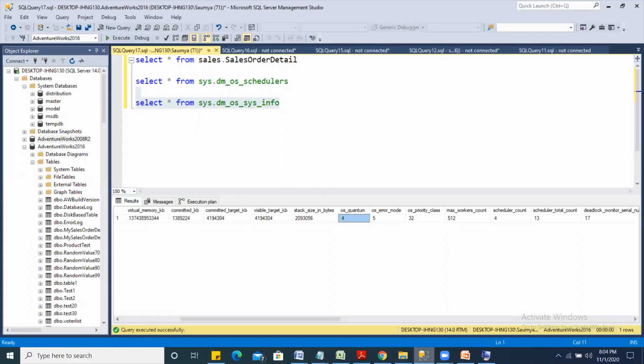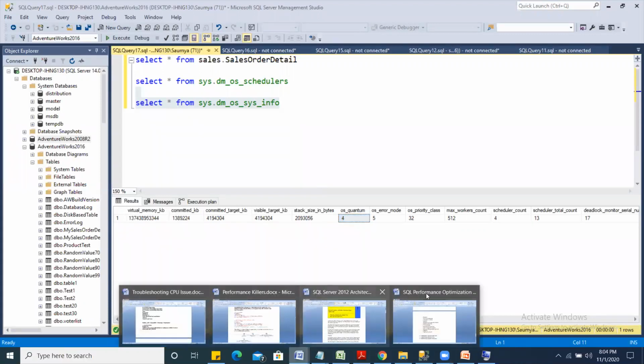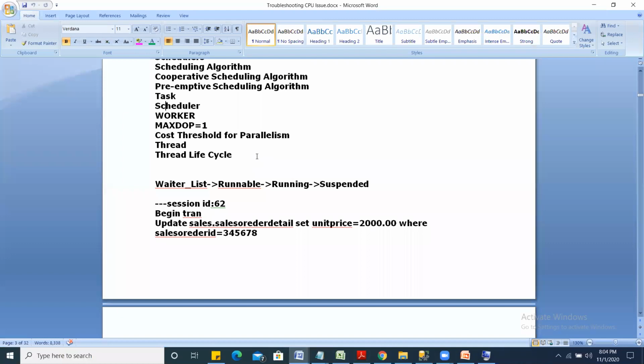Let us come back now. The thread comes into the waiter list of a scheduler, where it is waiting for the assignment of a worker. When a worker is assigned, it moves from the waiter list of the scheduler to its runnable queue. This is known as the waiter list or waiter queue, and this is known as the runnable queue.